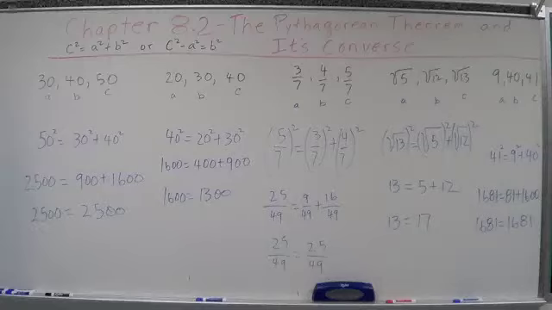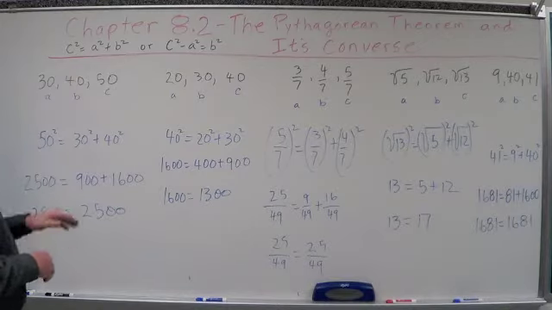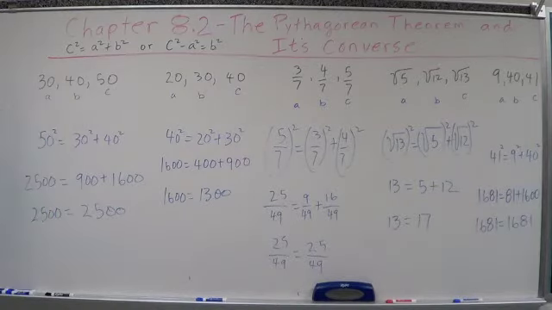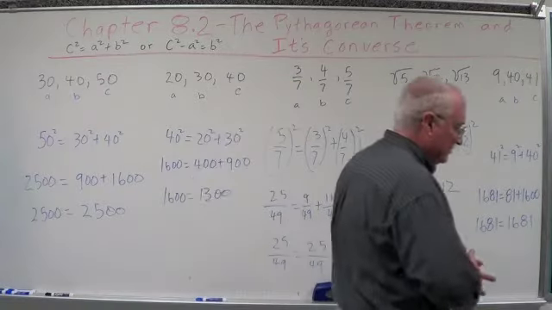Okay, now let's talk about the Pythagorean theorem and its converse. The theorem says if I have a right triangle, then c squared equals a squared plus b squared. The converse says, wow, if I have three numbers and they satisfy the Pythagorean theorem, then they make a right triangle. It's the converse of it, okay? Understand the converse.